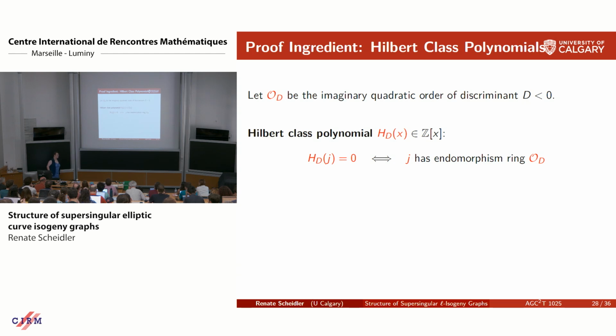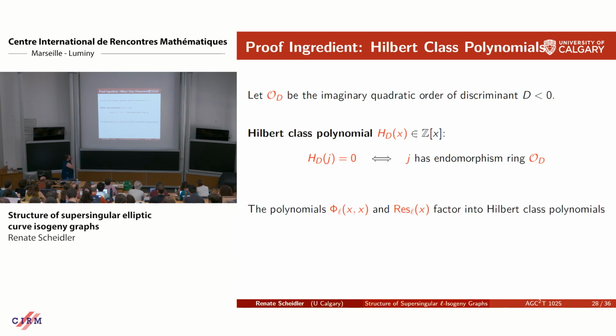As I mentioned before, when you have FP vertices, or for that matter ordinary elliptic curves, the endomorphism ring is a quadratic order. Let's call that quadratic order OD, where D is its discriminant, a negative integer, fundamental, well, it doesn't have to be fundamental. Then the ring class or Hilbert class polynomial governs which elliptic curves have CM by that order. So you stick in a j-invariant and you get 0 if and only if that corresponding elliptic curve has CM by that endomorphism ring. So we need that as well.